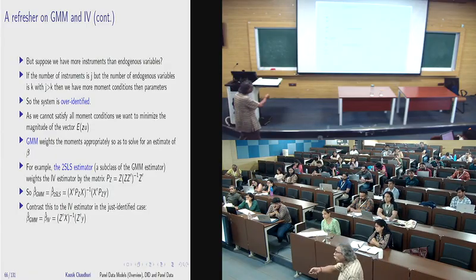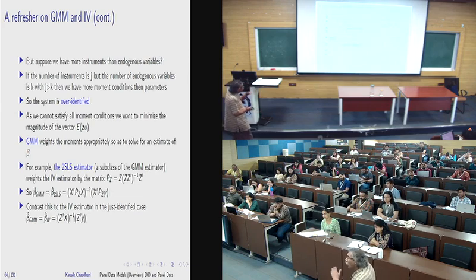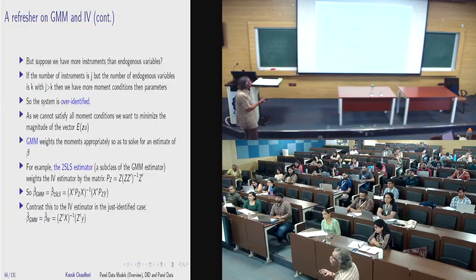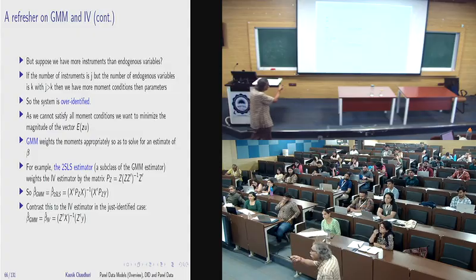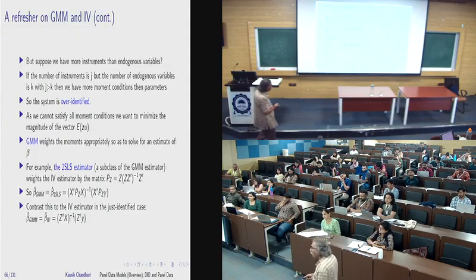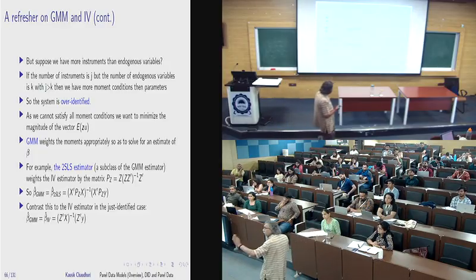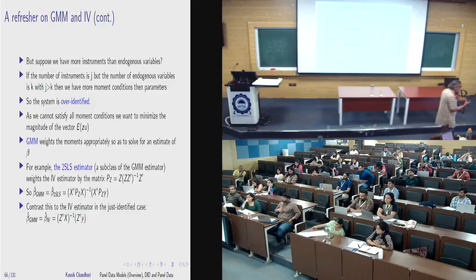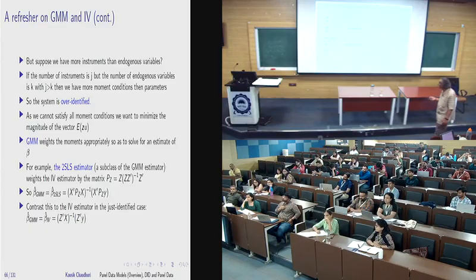So in the case of beta hat GMM, that is equal to beta hat 2SLS. But when I contrast this estimator to the just identified case, note I do not have X transpose PZ X inverse X transpose PZ Y. I just have Z transpose X inverse Z transpose Y, because I do not have more variables than I need as my instrument when I do not have an over identified system.